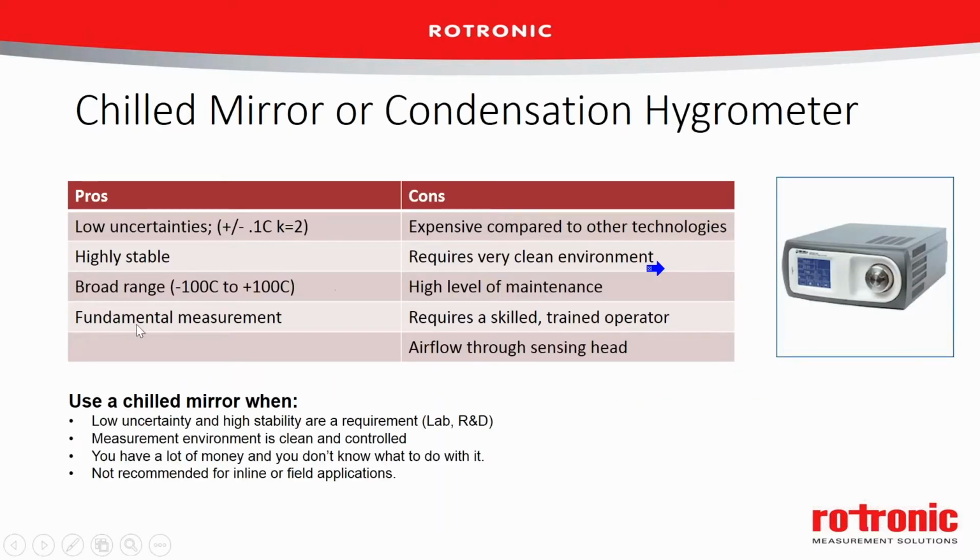Chilled mirrors typically are going to be the most accurate of the humidity measurement devices that we've talked about today and have the lowest uncertainties. The uncertainty for these mirrors can be as low as plus or minus 0.1 degrees C dew point, which is about as good as we can get for most commercial and industrial applications.